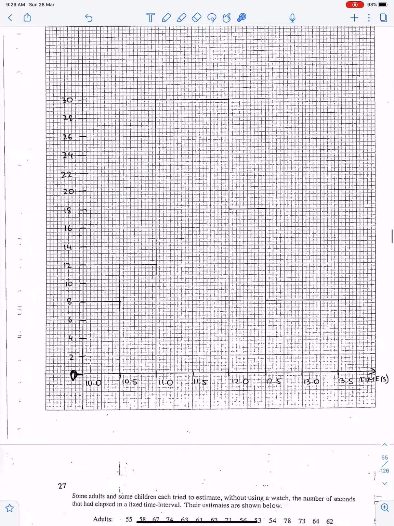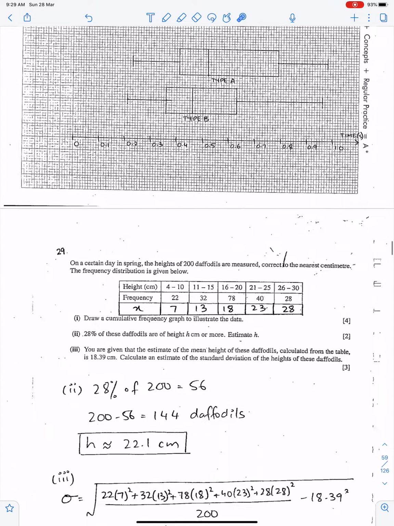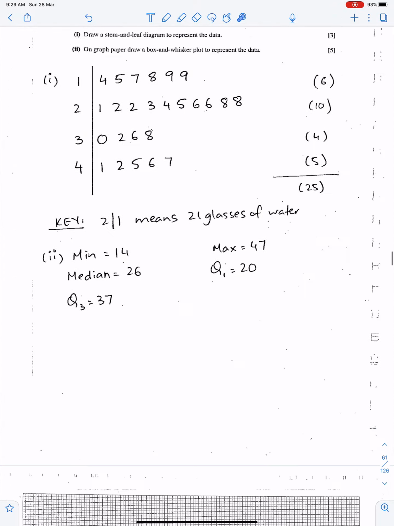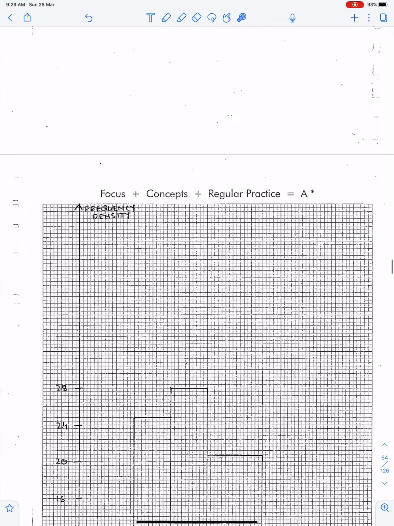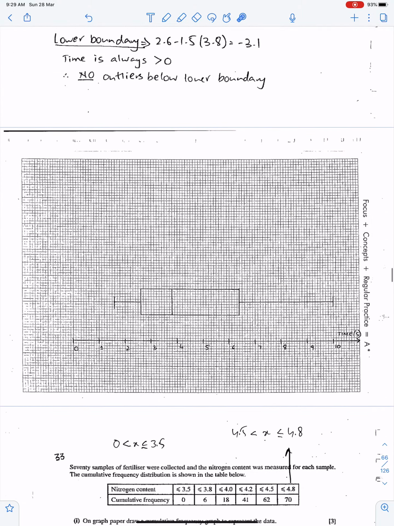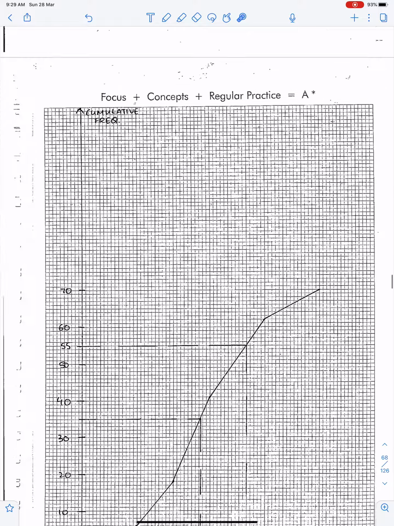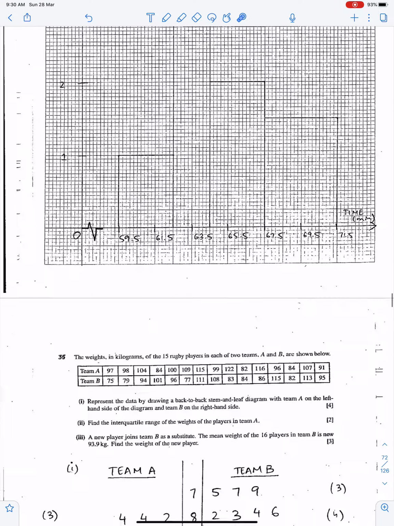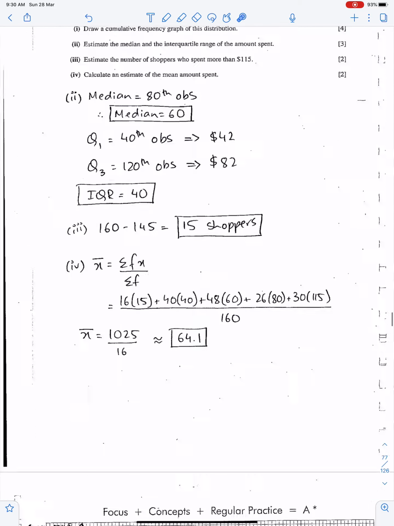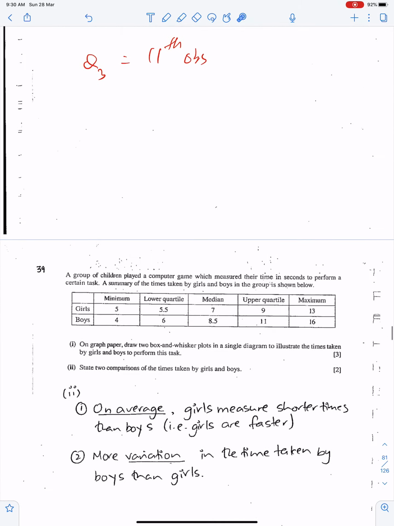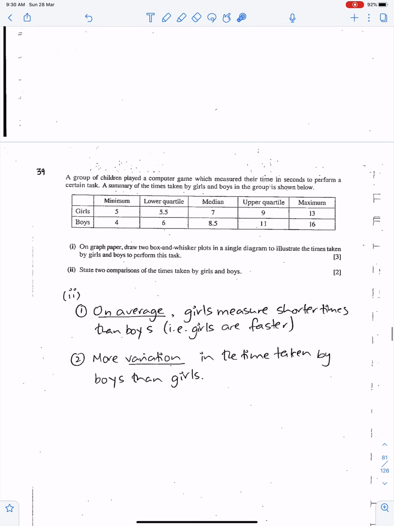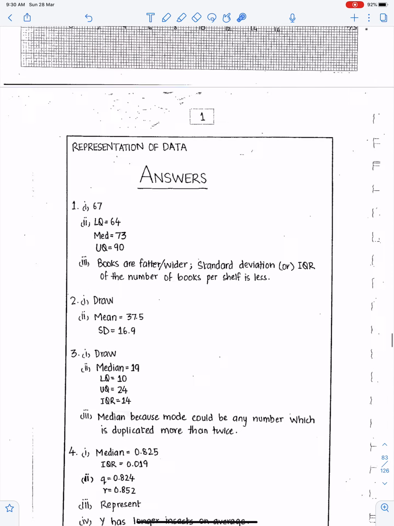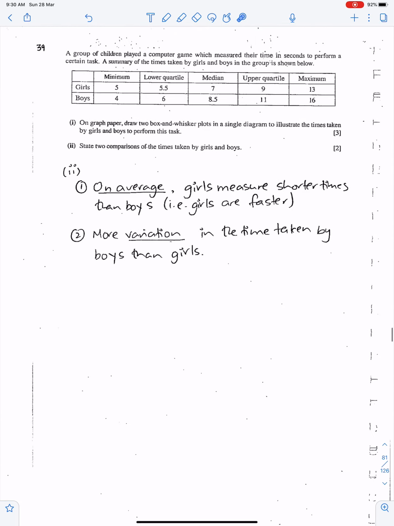This is enough, and I hope this lecture will help you to understand how to solve the questions of representation of data. I'm going to finish this lecture here. So this is all. Anyway, this is the last question, and after this we will finish this lecture.